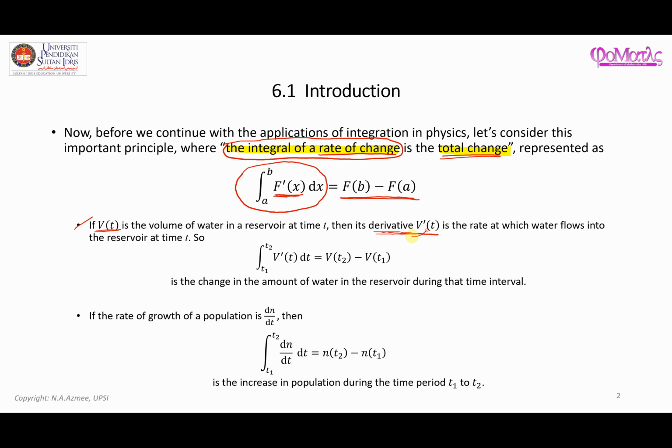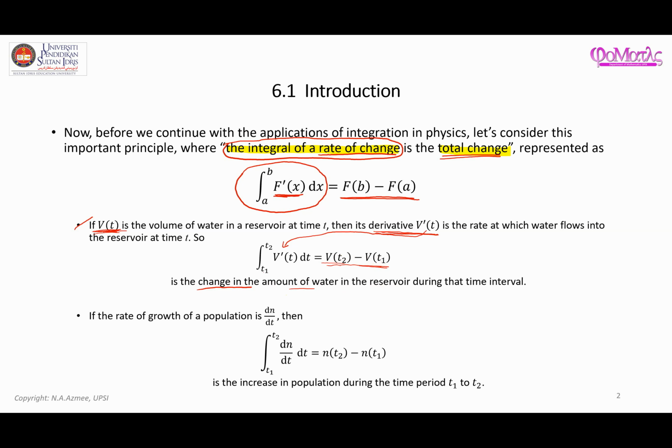So if you consider the rate of change here and you find the integral of that from t1 to t2, the result that you will get is the volume of water function, evaluated at time t1 and t2. After that you will find the difference between these two. The difference here represents the change in the amount of water in the reservoir during that time interval.